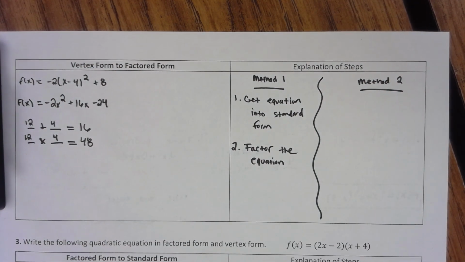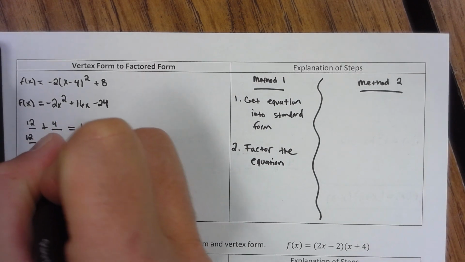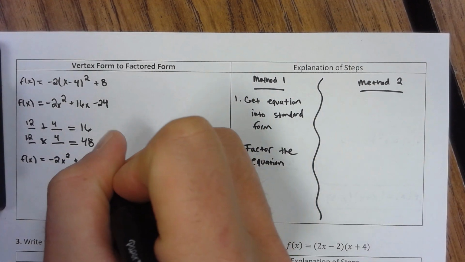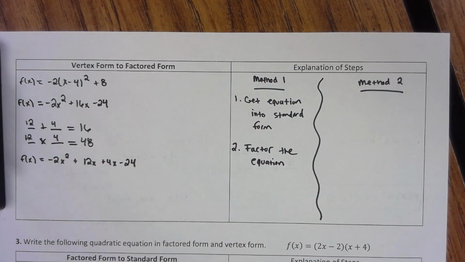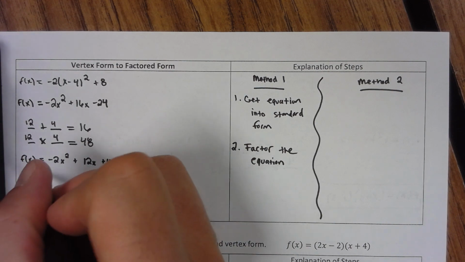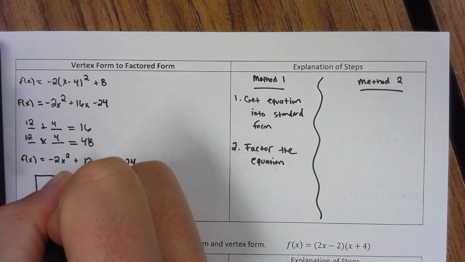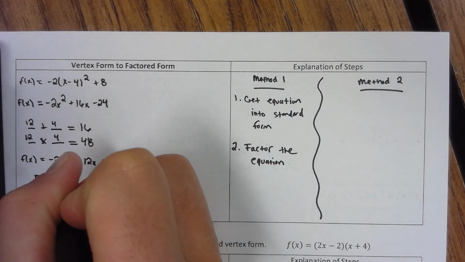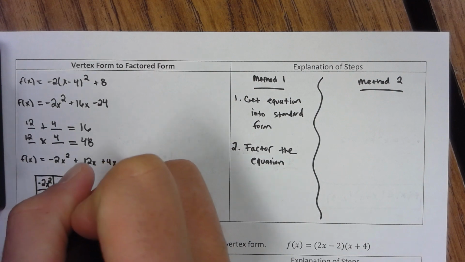And remember what those numbers do for us. Those numbers take our equation and split up the b term to be 12x and 4x. So now we have 1, 2, 3, 4 terms. We always need those 4 terms to be able to factor. So now we'll go ahead and use our area model. So -2x squared, 12x, 4x, and -24.